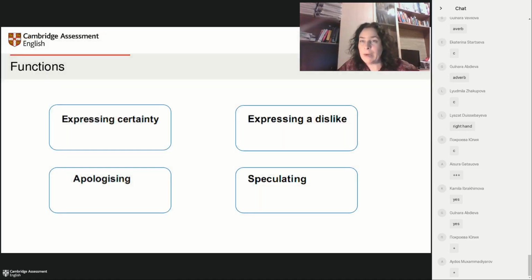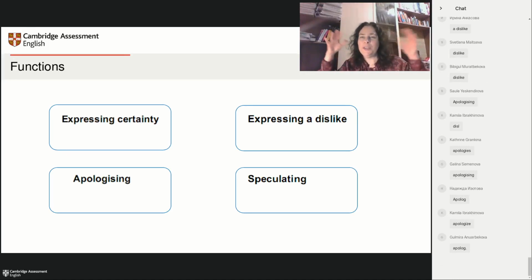So for example, let's practice a little bit. I have 4 boxes: expressing certainty, apologizing, expressing a dislike, and speculating. So if I say something like, oh, what a shame. So what do you think I'm trying to express? What is the function? It might be a dislike. It might be apologizing, absolutely. That's what I meant. Good, yes. We don't know, we need a wider context, of course, to understand that situation.